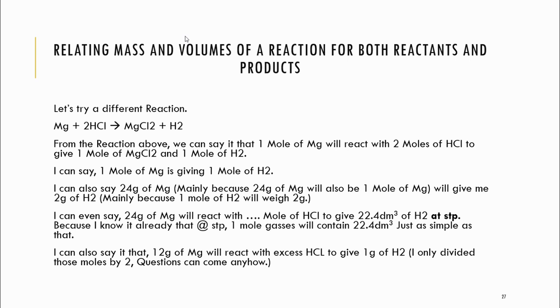That's the idea. You can do the same with volume. You can even say 24 grams of magnesium, and H2 is a gas at STP. If 1 mole is 22.4 dm cubed, that means 24 grams of magnesium will give me 22.4 dm cubed of H2. And you can relate it. That's the idea. You can always work it out separately too.